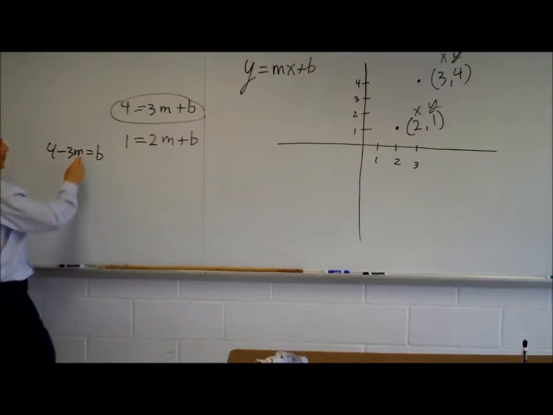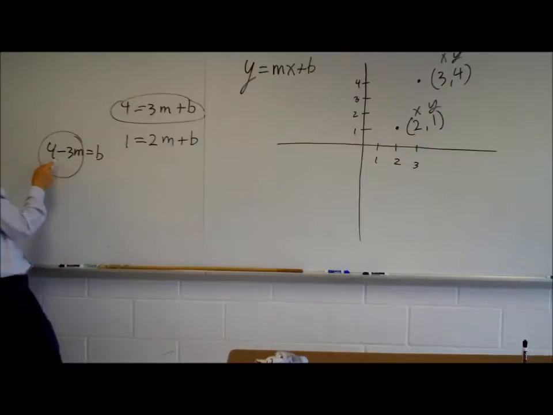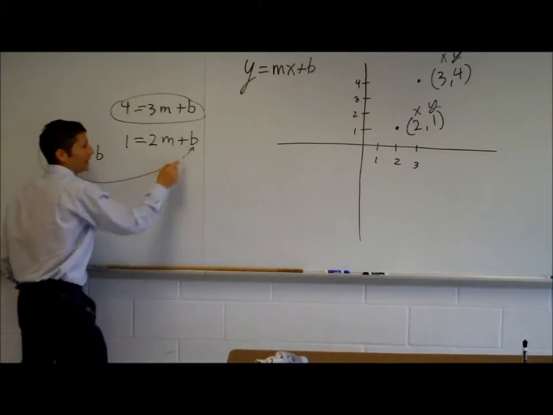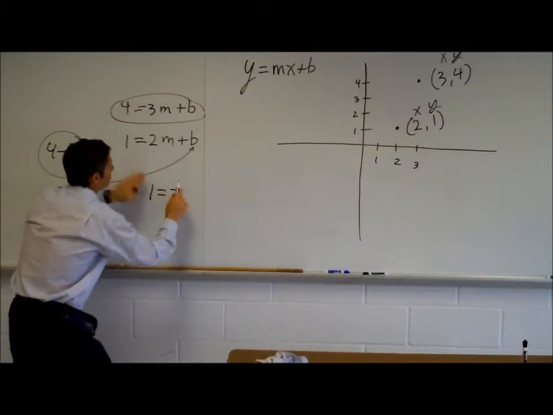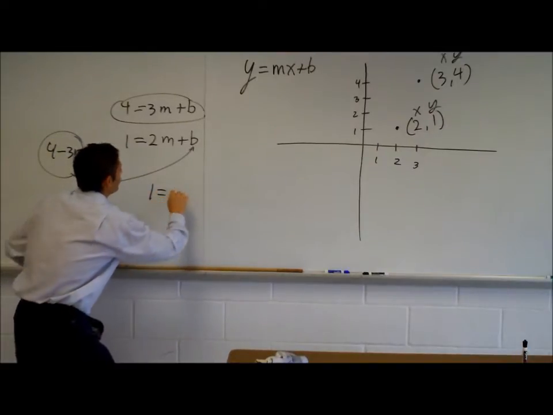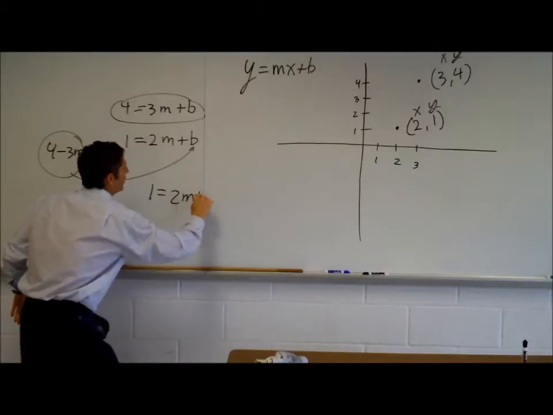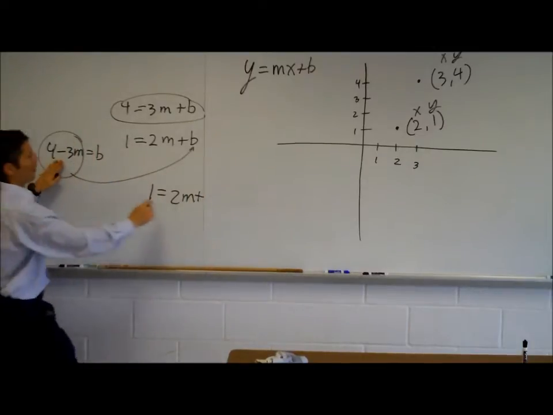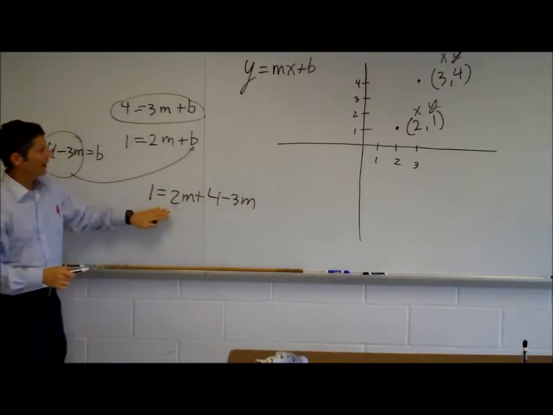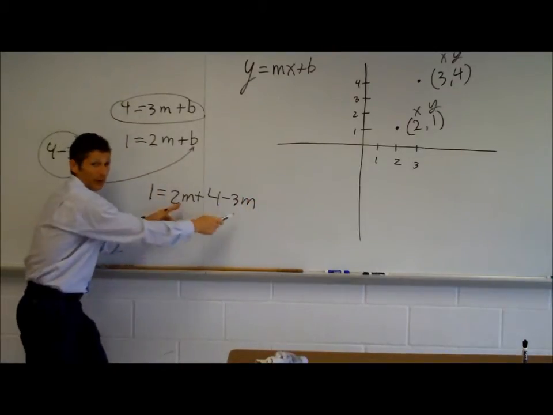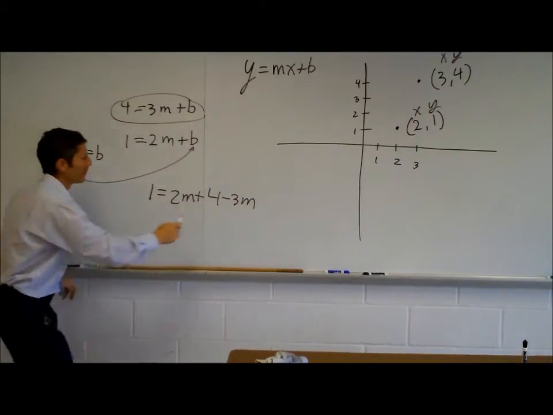What do I do now? Well, I'm going to plug in this for b in my second equation. 1 equals 2m plus, instead of writing b, I'm going to write 4 minus 3m. Now I have one equation with only one variable. I can now solve for m.